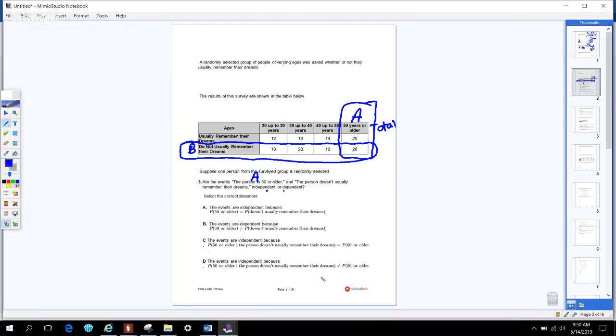So I've got 12 plus 18 plus 14 plus 20. That gave us 64 here. 10, 20, 30, 46, 46, 26, 52, 72. So we have 136 people altogether. Oh, actually, we don't even have to figure anything out.